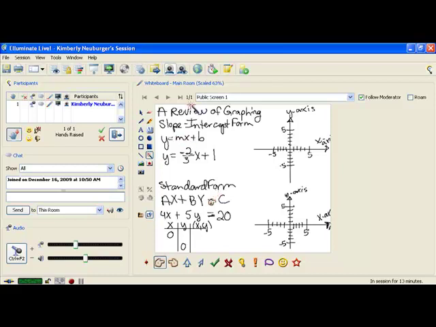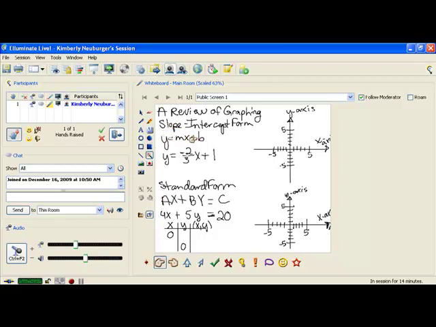Now, the first thing you want to do is recognize: do I have slope-intercept form or do I have standard form, or can I manipulate the equation to make it into one of these forms? Once you determine which form you have, you can determine the easiest method for graphing. We're going to start by reviewing slope-intercept form.